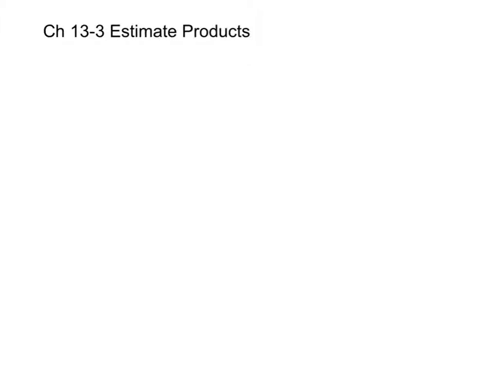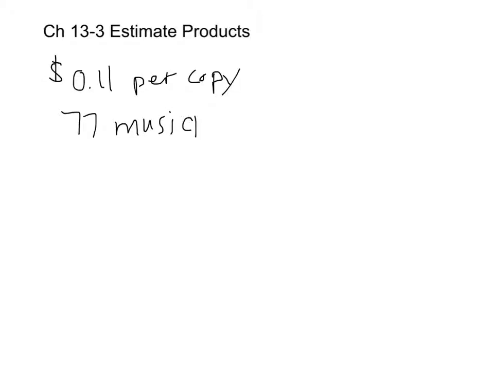Okay, chapter 13, lesson 3 on estimating products. So we have here, page 276, a conductor wants to copy a rehearsal schedule for each of the 77 musicians in the orchestra. It costs him 11 cents for each copy, so we definitely need to know that. So 11 cents per copy. And he has 77 musicians. So I'm writing down all the important information that I need to know.